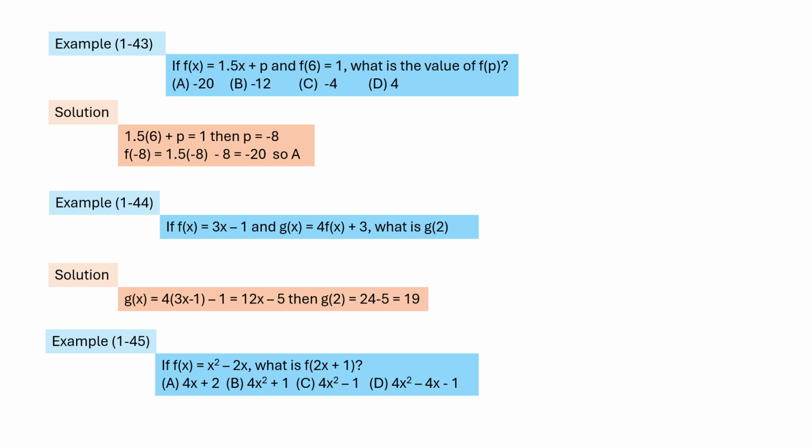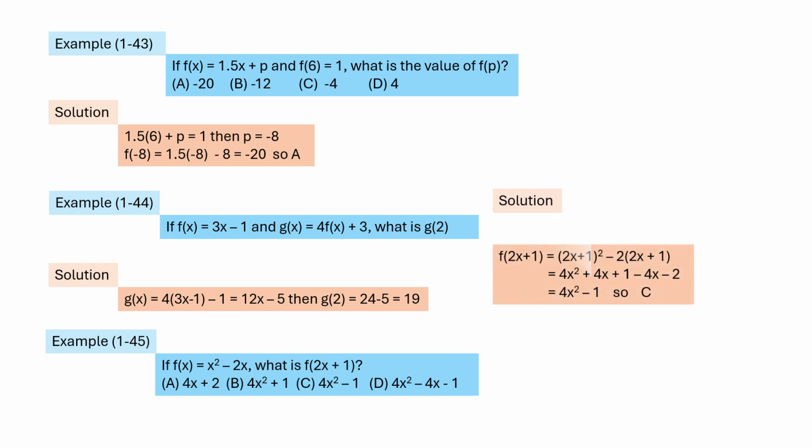Example 145. f of x equals x squared minus 2x. What is the value of f of 2x plus 1? So replace each x by 2x plus 1, expand the bracket, distribute negative 2, and combine the like terms. You will get 4x squared minus 1, which is C.